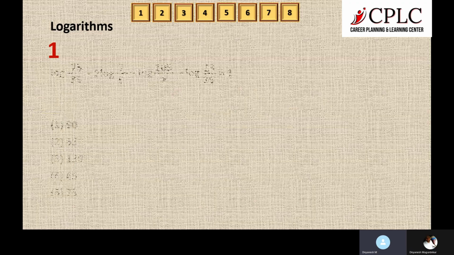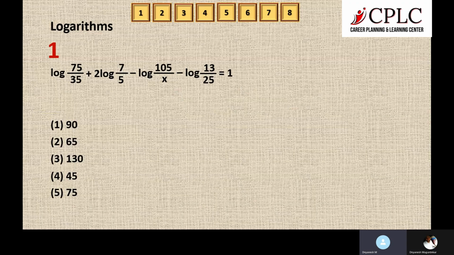The first question: log of 75 upon 35 plus 2 log 7 by 5 minus log of 105 upon x minus log of 13 upon 25 is equal to 1. Obviously, we have to find the value of x. Now, for this question, the first step is to restructure this entire expression.